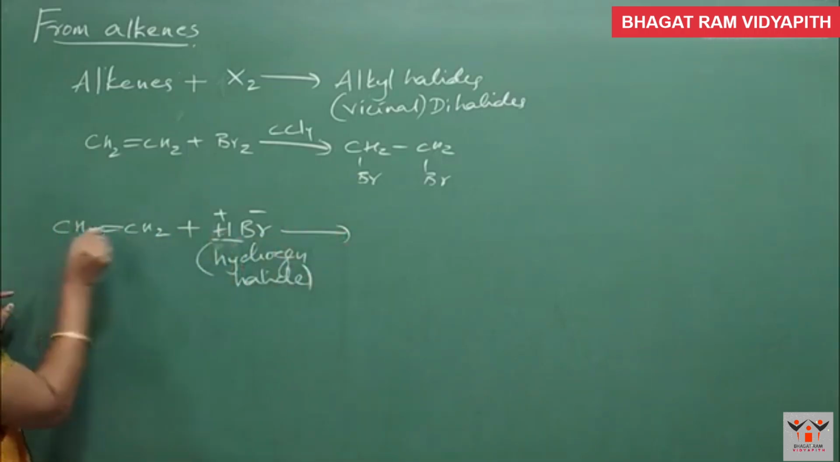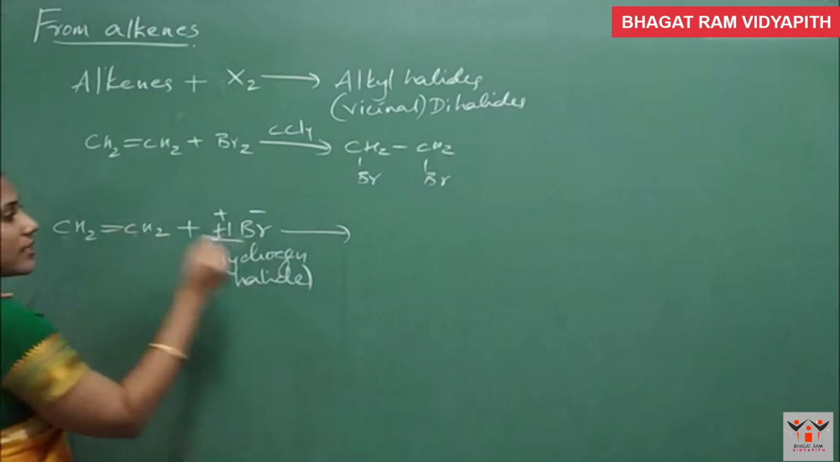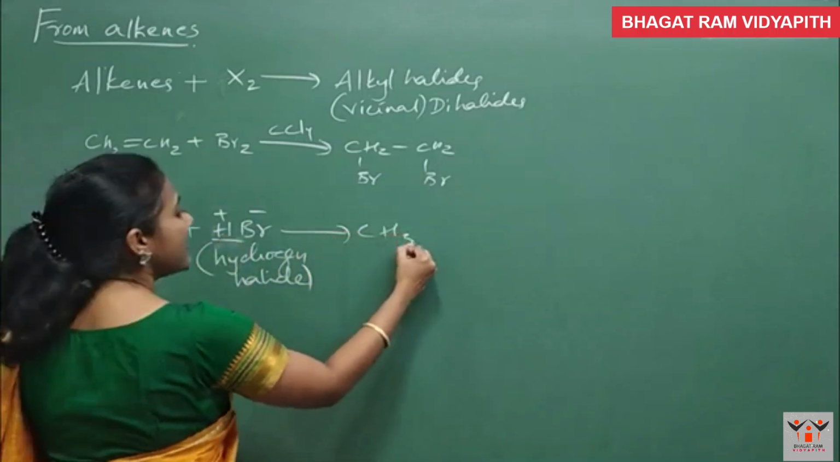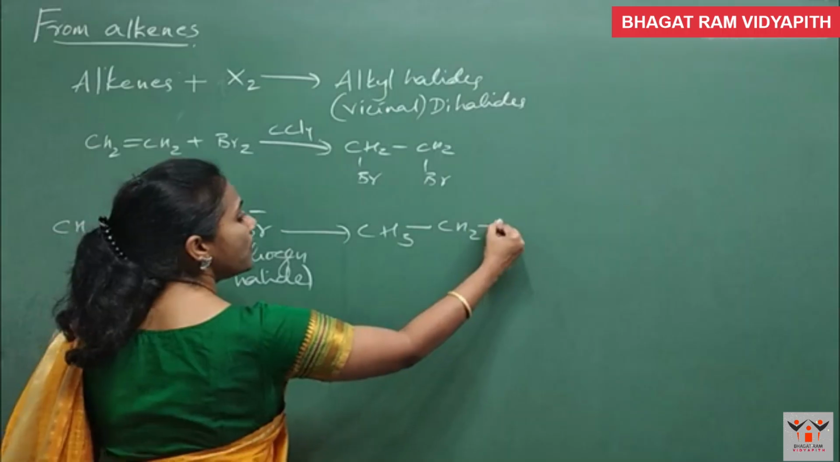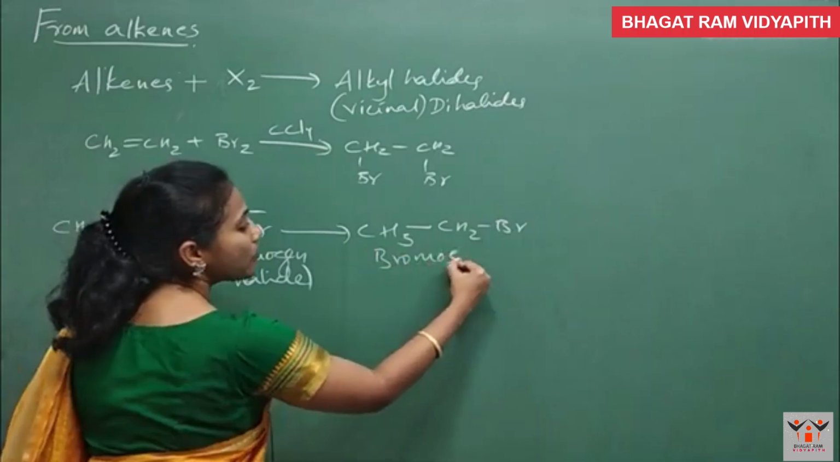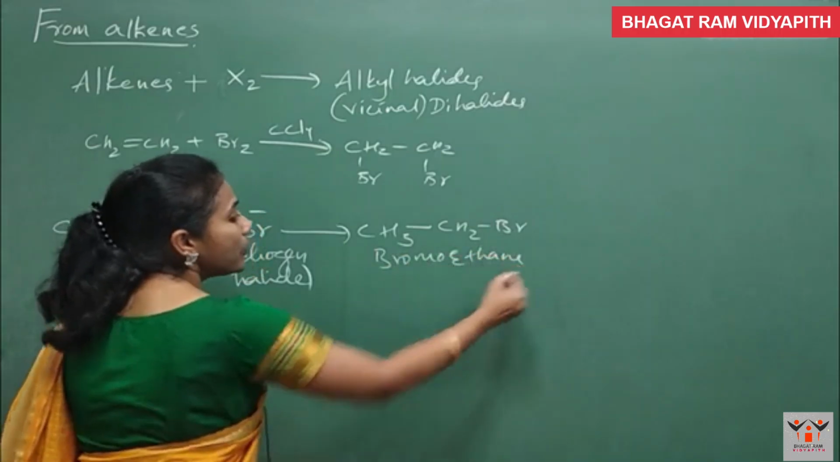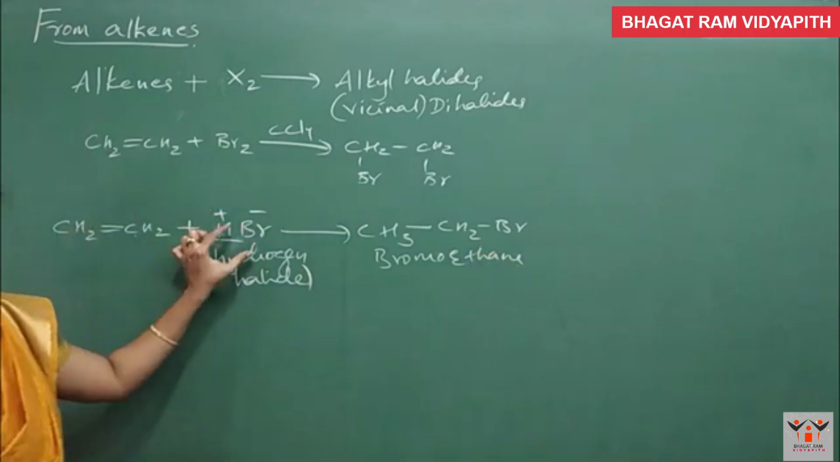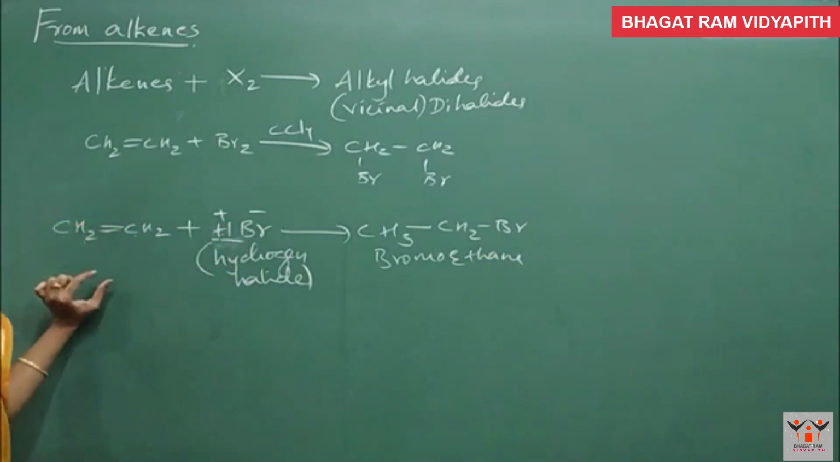If I add H plus to this carbon and Br minus to this carbon, what do we get? We get CH3 single bond CH2Br. So you get bromoethane, right? So this is addition of HBr to a symmetrical alkene.